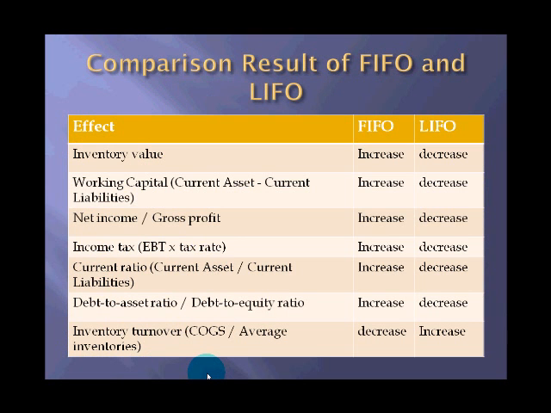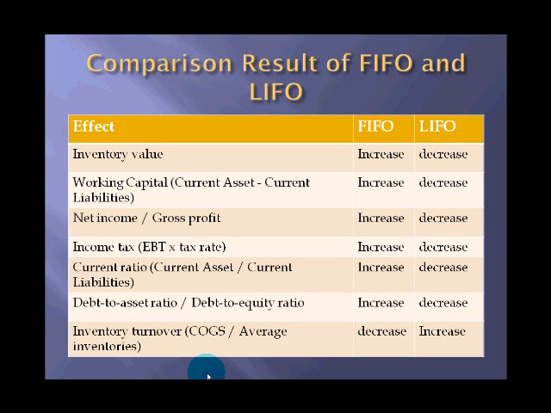Now let's take a look at the difference between the two methods. During a period of increasing costs, LIFO compared to FIFO will cause lower inventory costs on the balance sheet and higher cost of goods sold on the income statement. This means profit margin, return on asset, and return on stockholders' equity will be smaller under LIFO than FIFO. On the other hand, tax is lower.